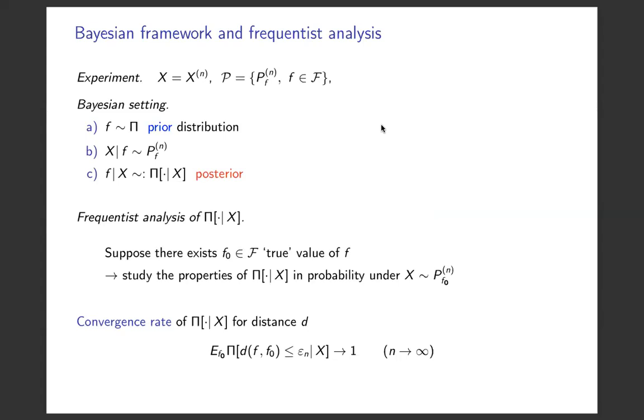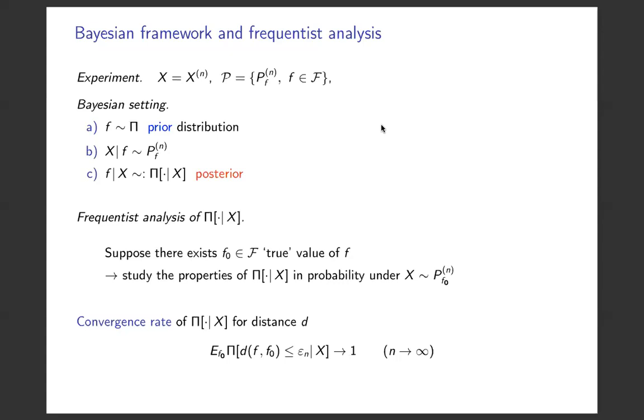Let's introduce just some classical notation. Since we are in regression, the unknown object is a function. We put a prior on it, and the data is a distribution of x given f, and we can form the posterior, which is a conditional of f given x. And from the theoretical perspective, we can analyze it from the frequentist point of view by assuming there exists some underlying truth, f naught, and we study the posterior distribution in probability under the P_{f naught} distribution.